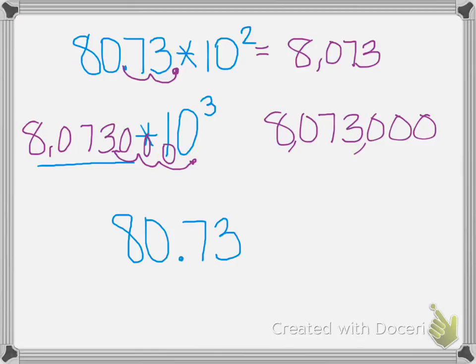So since our decimal point started right here, we moved it 1, 2, 3, 4, 5 places.